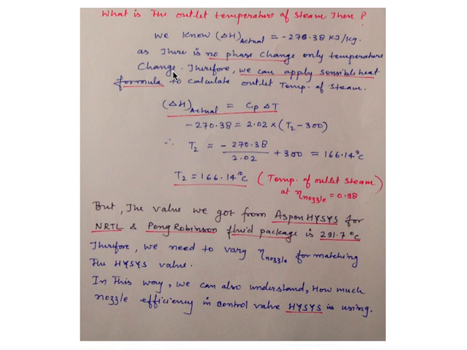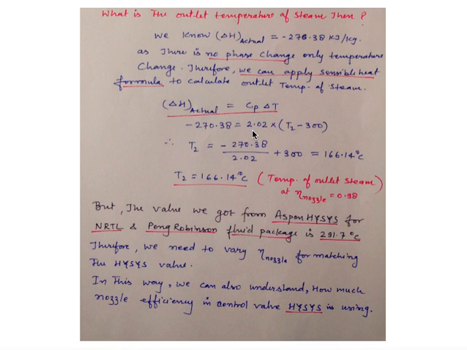So we will use here the concept of sensible heat, as I told you in the previous videos for steam production and steam work done video. What is sensible heat and what is latent heat? Here we will use the sensible heat formula. So we can write delta H actual equal to Cp into delta T, where this Cp is the heat capacity at the average temperature (T1 plus T2) by 2.